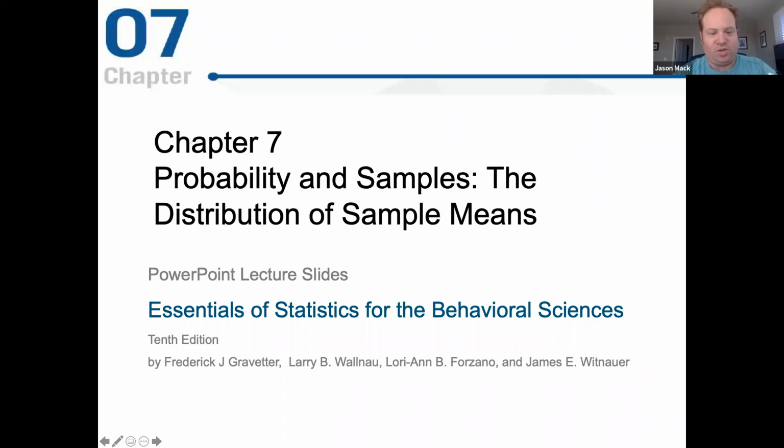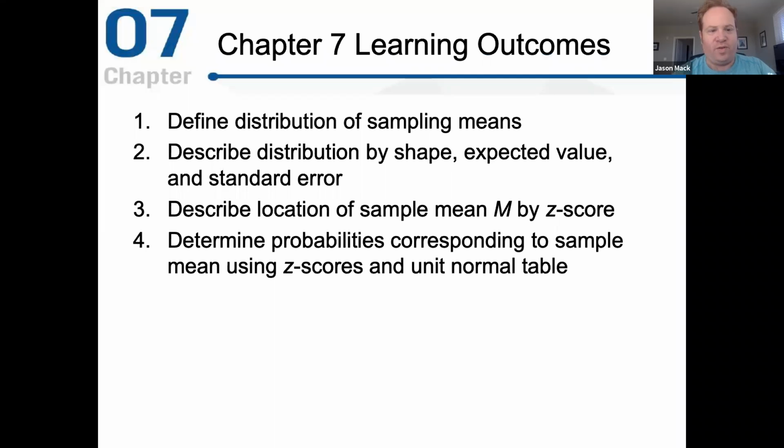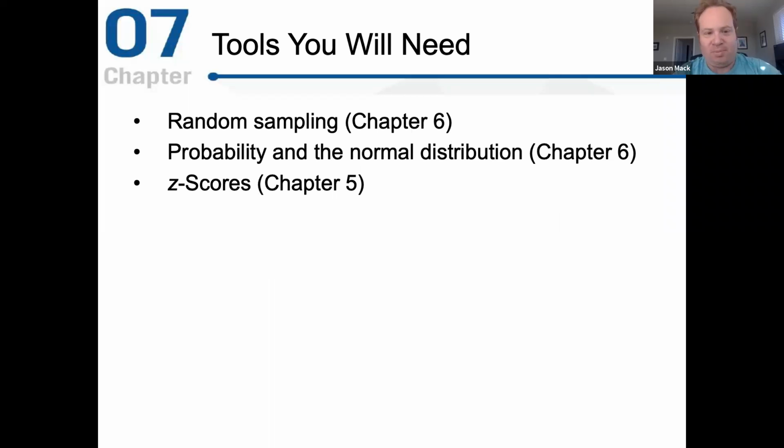Probability and samples: the distribution of sample means. The first thing we're going to look at is we want to define the distribution of sample means. We want to describe the distribution by shape, expected value, and standard error. We want to describe the location of the sample mean, M, by the z-score. We want to determine probabilities corresponding to sample means using z-scores and the unit normal table. Tools you'll need: random sampling, chapter 6; probability and the normal distribution, chapter 6; z-scores, chapter 5.